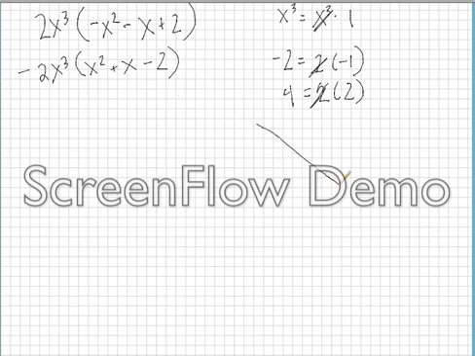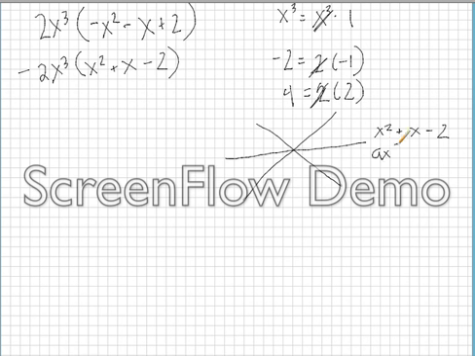To do that, I'm going to use a method that I like the best. It's called the star method. I'm just going to draw a star, 2 diagonal lines and a horizontal line. And over here, I'm going to rewrite my quadratic equation: x squared plus x minus 2.